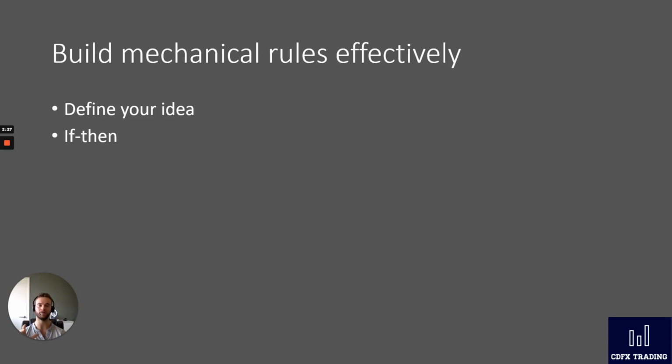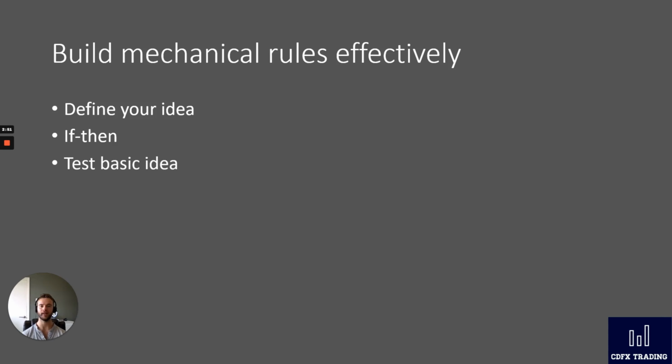And you can use if-then statements for this. If we get an hourly close through the high of the Asian range, I put my stop below the low and I target 2 times the length, or 2 times the size of the Asian range. That's an if-then mechanical trading idea. And that's the way you want to approach building your mechanical trading strategy, and keep it really, really simple with this.